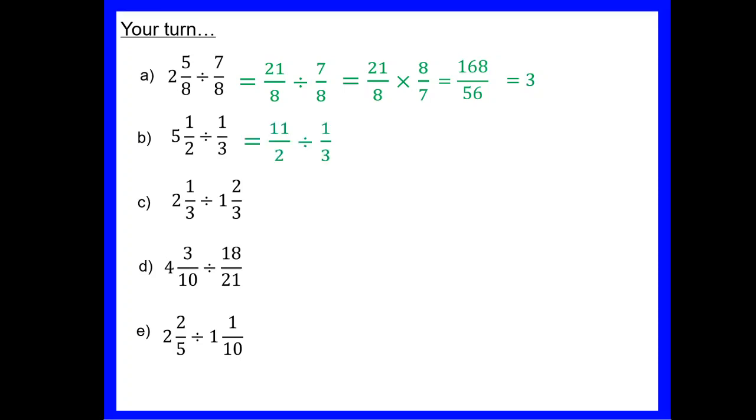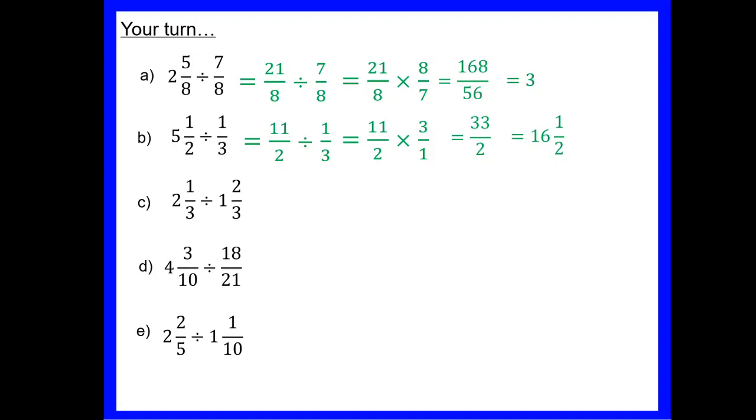Our second one then, we get 11 over 2 divided by 1 over 3. Keep, swap, flip, gives us 11 times 3 is 33 over 2. And 2 fits into 33 16 times with 1 remainder back over the 2.